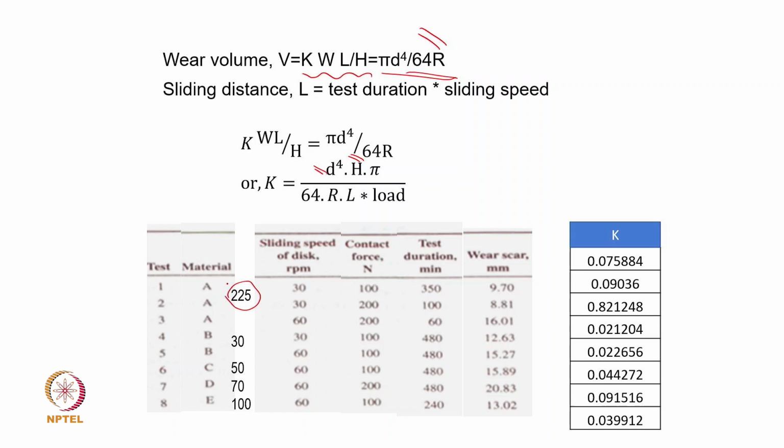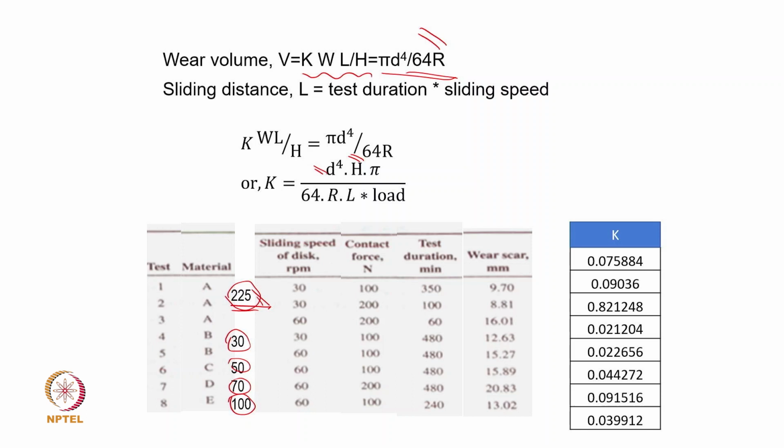We know it has been given here for each material. For material A, hardness has been given as 225. For material B, hardness is 30. For C, it is 50, D 70, and E 100. So again, from a hardness point of view, somebody may say, oh, the harder the material is, the better the material, so 225 will give the best results. That's a possibility somebody can conclude.